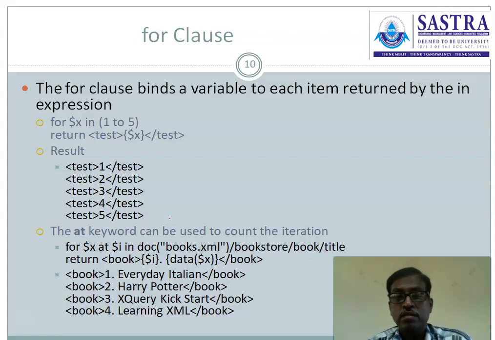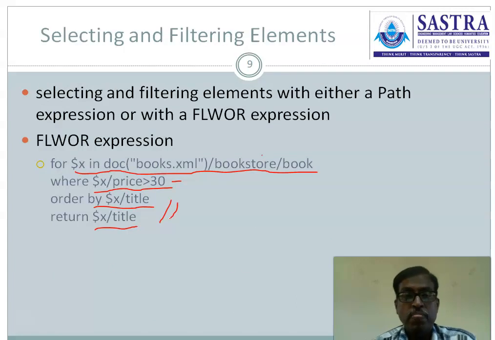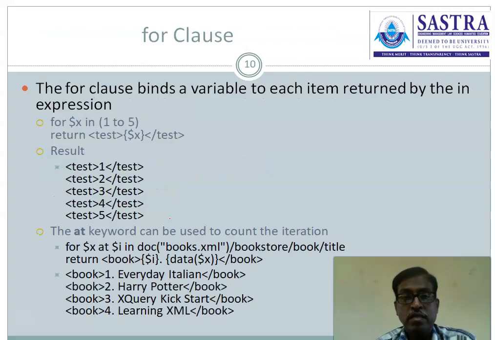In the previous example, in the for clause, we are simply fetching the book element. From that, the title element is displayed based on the price greater than 30 condition. Apart from that, if you want, you can include variables in the for clause. Right? The for clause binds a variable to each item returned by the expression.